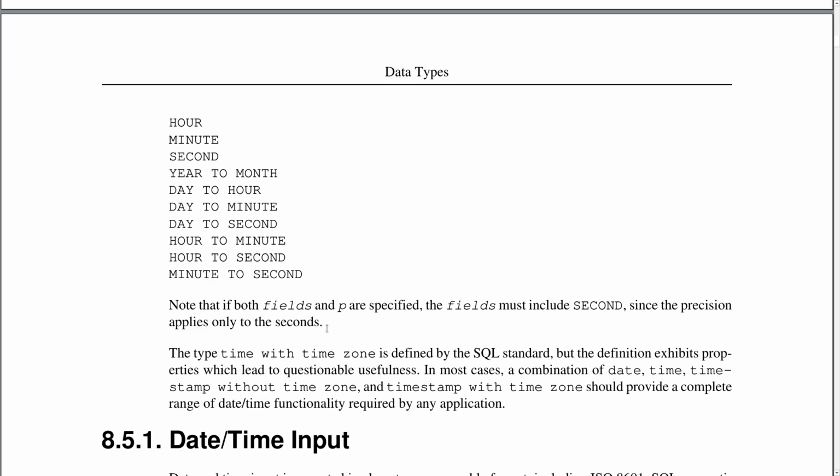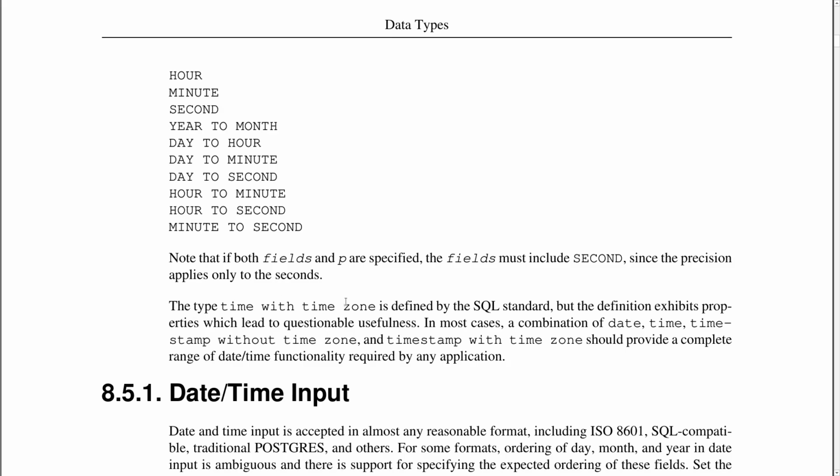The type time with time zone is defined by the SQL standard, but the definition exhibits properties which lead to questionable usefulness. In most cases, a combination of date, timestamp without time zone, and timestamp with time zone should provide a complete range of date time functionality required by any application.